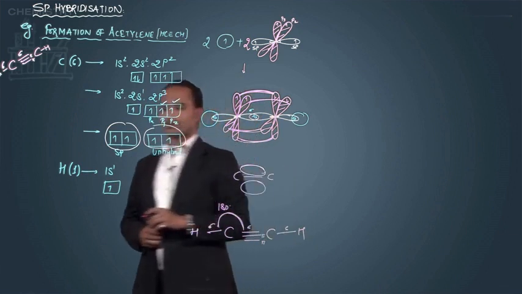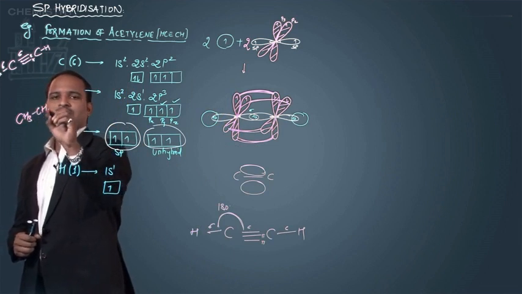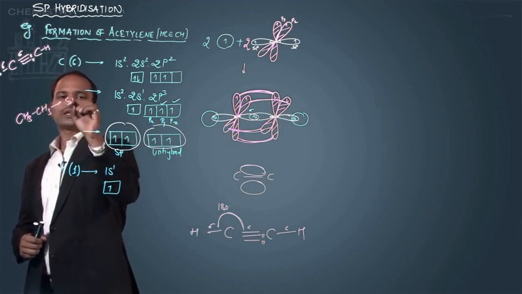One more thing: in the case of an alkane, that means if I am drawing CH3, this is an alkane, sp3 hybridization.